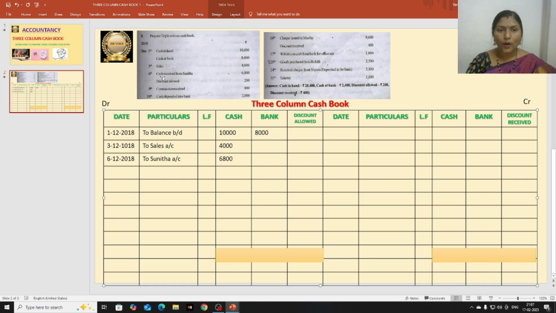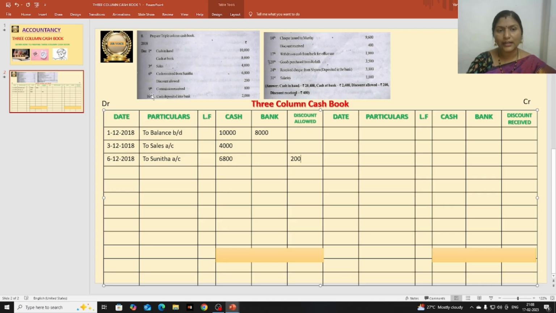Next, along with the cash received from Sunita 6,800, they have given discount allowed also, 200 rupees. So on the same date, while receiving cash, the business is giving discount. You can see here 6,800 I wrote in cash column, and straight to that in discount column we should write discount 200 rupees. I recorded that also. And let us go and record the next transaction.